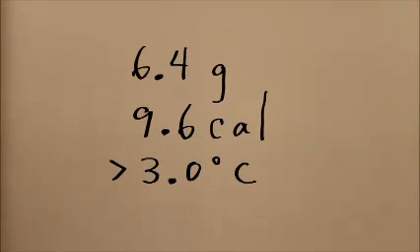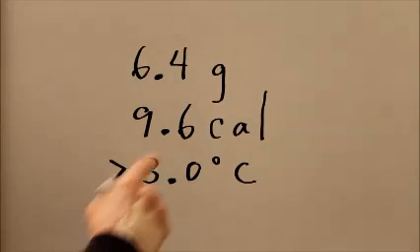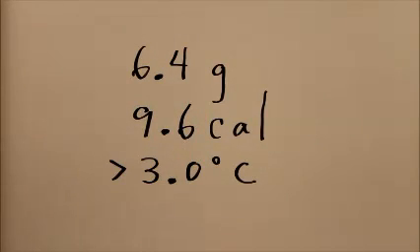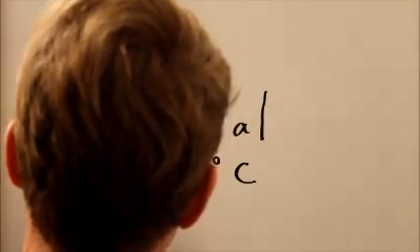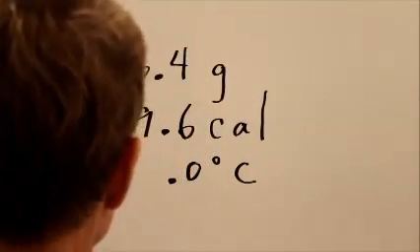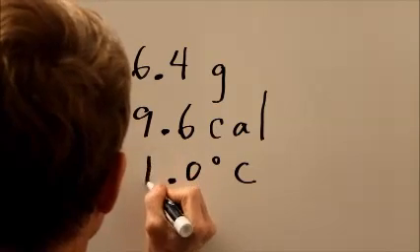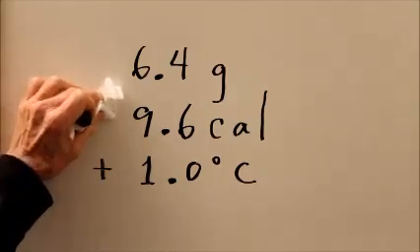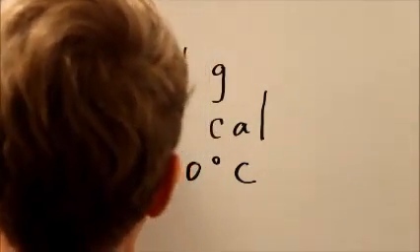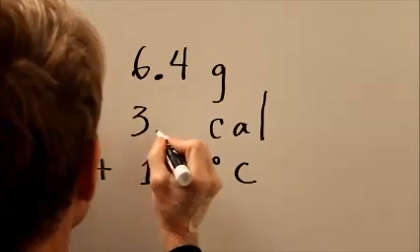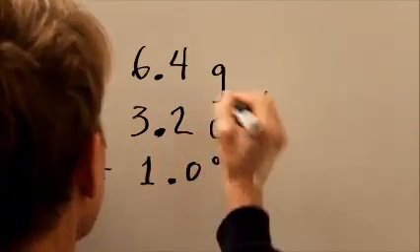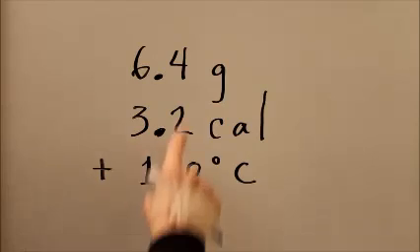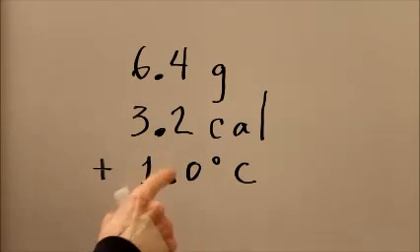So, if we wanted this amount of added heat to cause the temperature to rise by only 1 degree Celsius, I probably should have used a plus sign here, we would have to add only 1/3 as much energy. Well, 9.6 divided by 3 is 3.2. So if we added 3.2 calories to this sample, its temperature would go up by 1 degree Celsius.